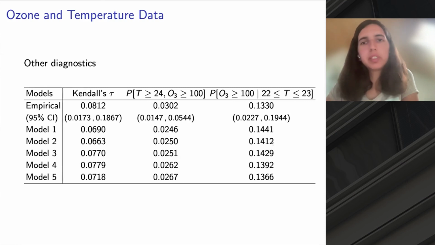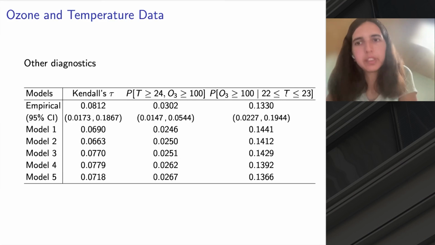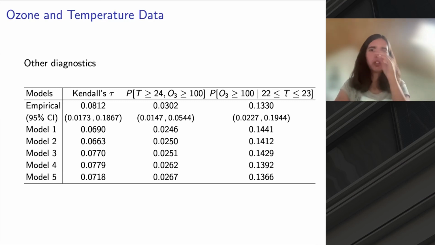And we also computed the probability of exceeding this moderate threshold, given that the temperature is within a range of values here, 22 and 23. And again, compared with the empirical, they are within the 95% confidence interval. So we were quite happy with that.